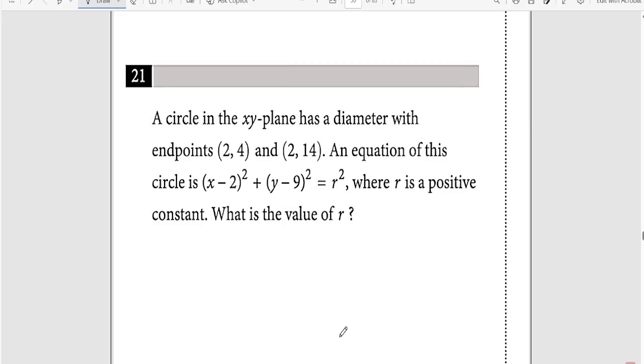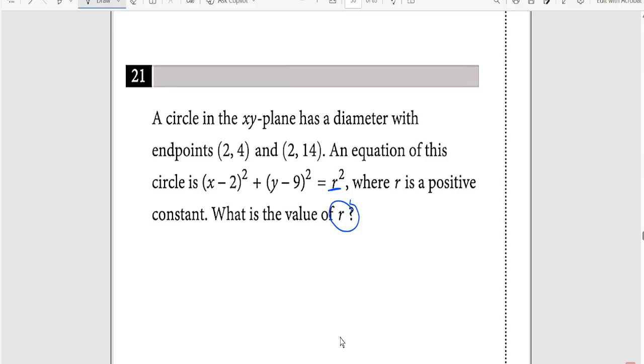Next, again a circle question. There is a circle in the xy plane. It has a diameter, and its endpoints are given. Equation of circle is given. We have to find radius because this r is radius. Okay.